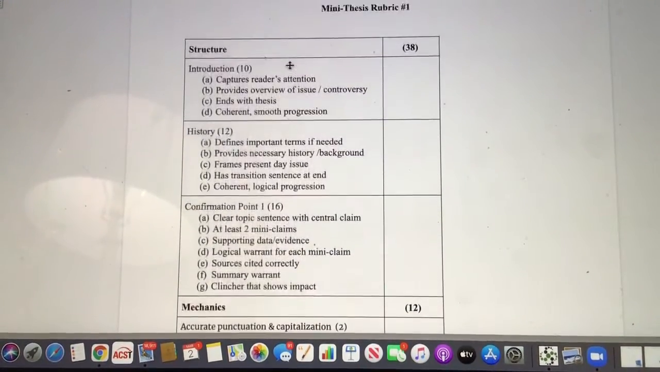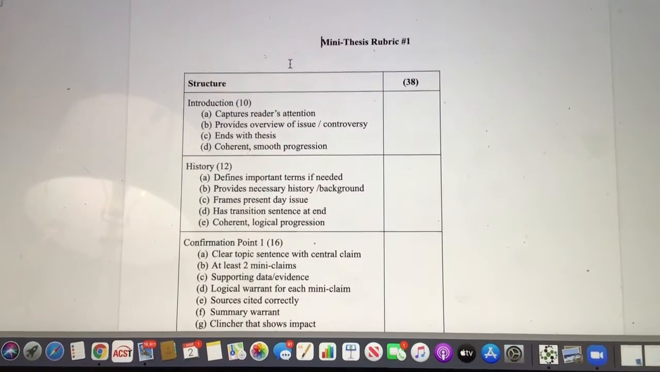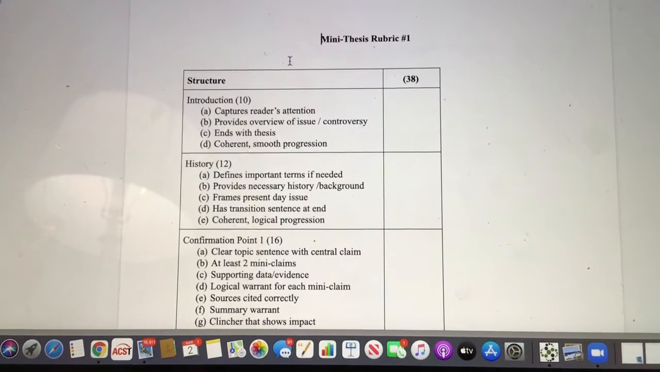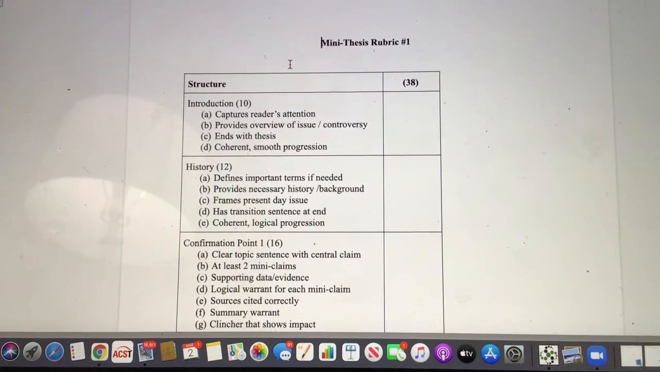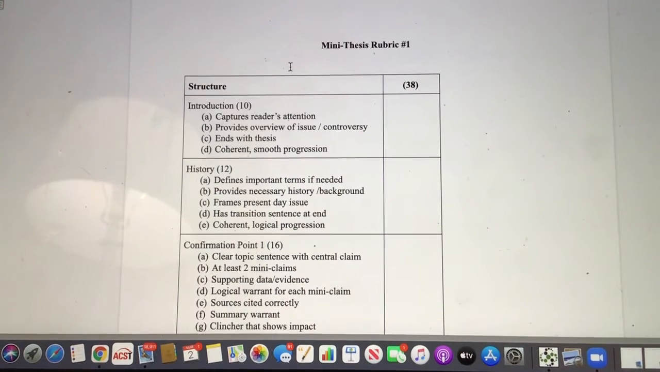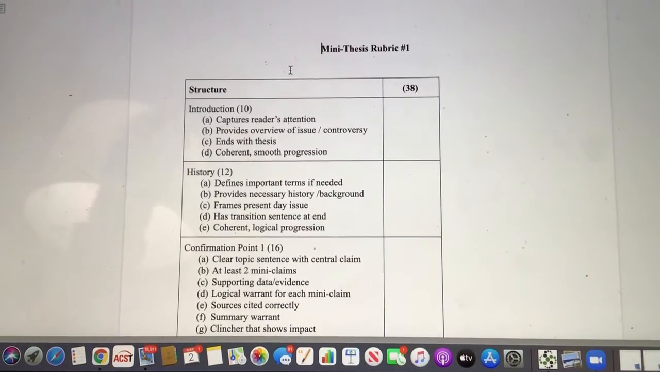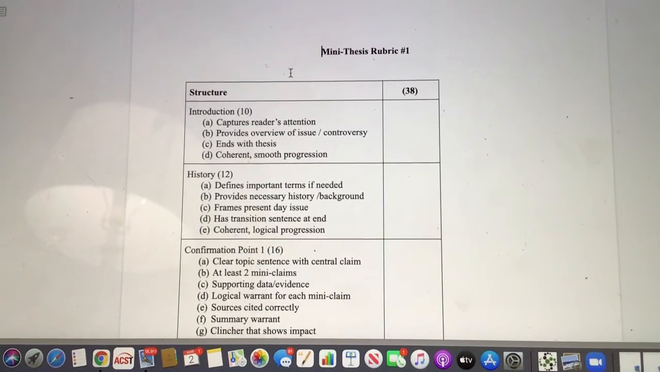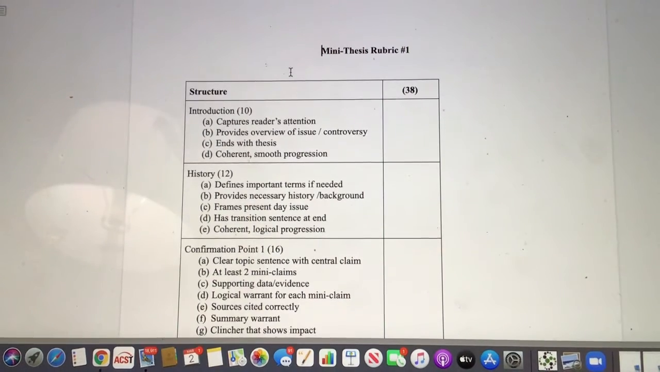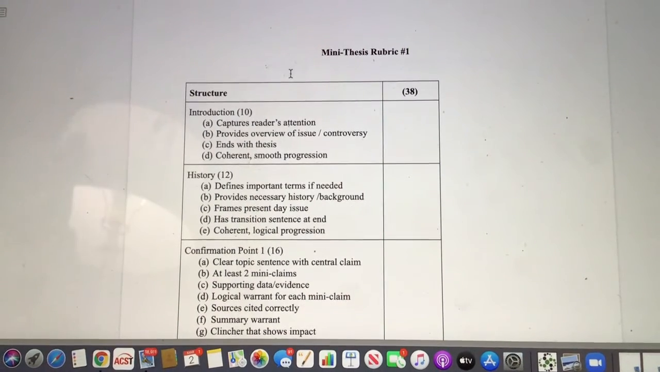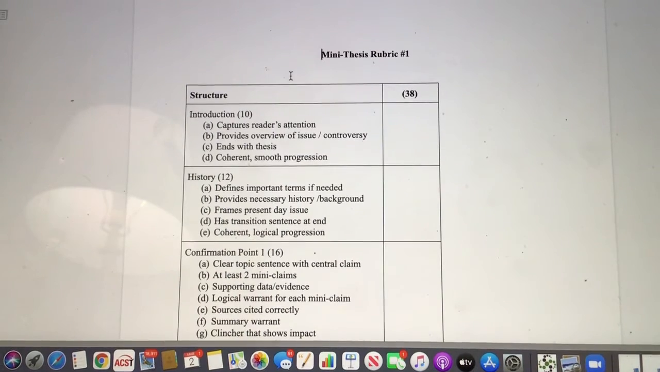But these are things that you've already seen. Capture readers' attention, provide an overview, end with the thesis. You know this. But this other point, coherency. Coherency is, do you make it understandable? And also, you want to unify it. You want smooth progression. You don't want to just chunk pieces of information in your introduction like building blocks. I like that visual of a funnel, okay? And it's smooth. It's running together. Each sentence builds on the sentence before. So that's worth 10 points.